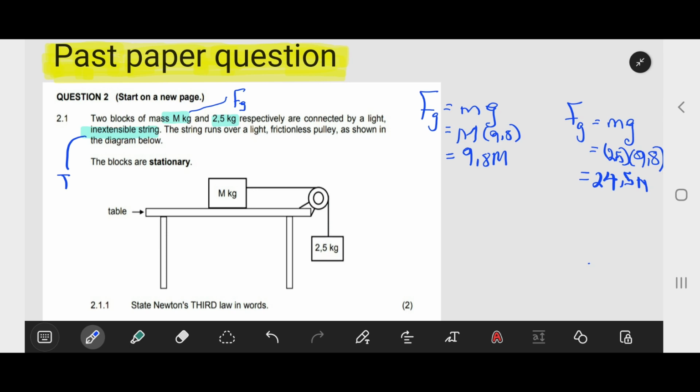And the blocks are stationary. So with this statement, the blocks are stationary. It means they are not moving, and the conclusion that we can make from this is that the net force on these objects is equal to 0 newtons in each and every direction. So it means F net in the y is equal to 0, and F net in the x is also equal to 0 because the objects are stationary.